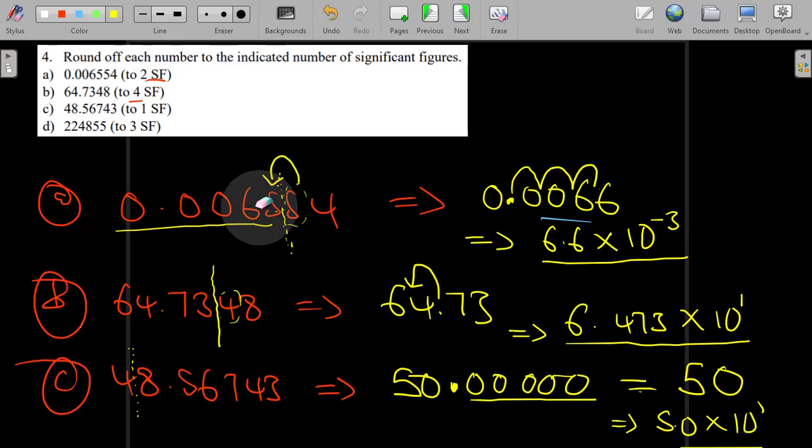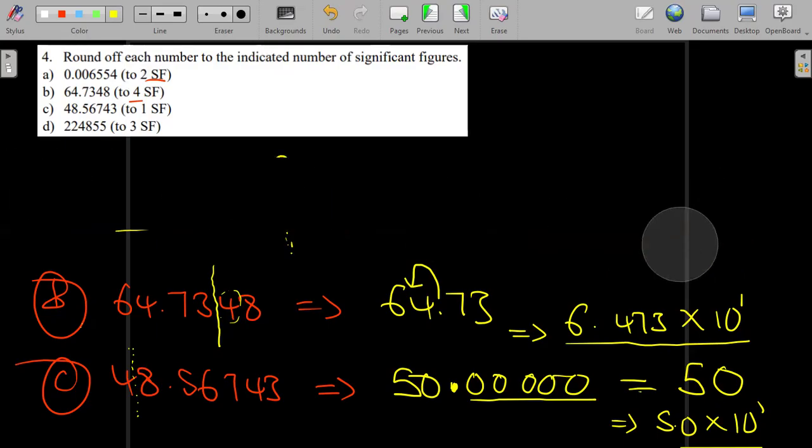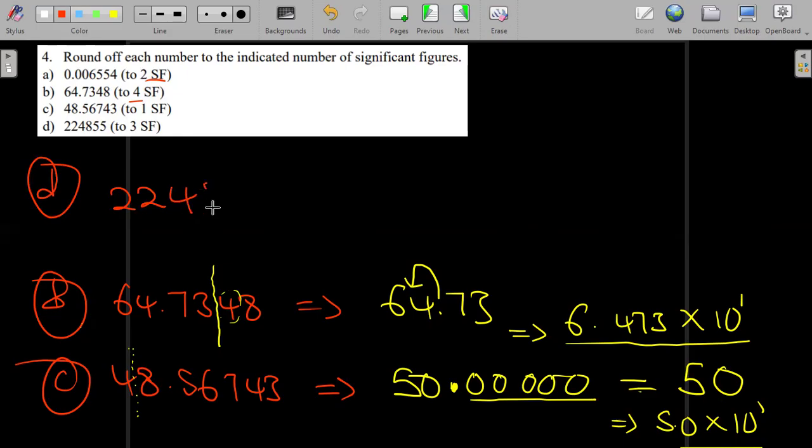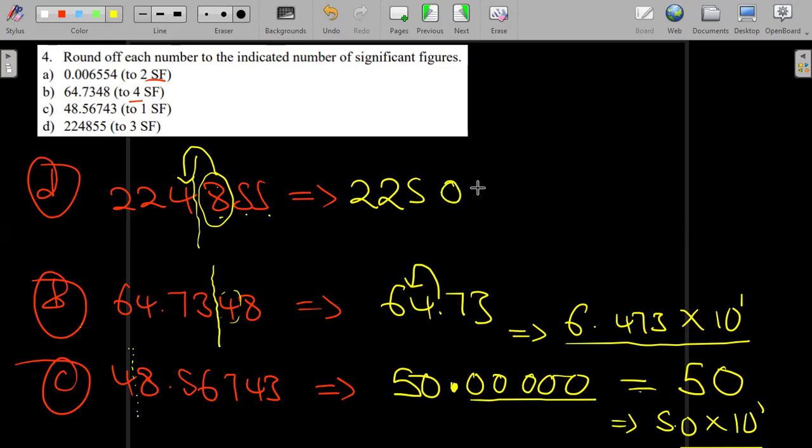Let's look at the last one here on question 4. So the last one is D. On D, we have 2, 2, 4, 8, 5, 5. They're asking us to round this off to 3 significant figures. So we are going to come here. We ask ourselves, is this 8 greater than or equal to 5? Yes, so we add the 1 to that number. So it's going to be 2, 2, 5. And then where there's 8, 5, and 5, we are going to put zeros like that.